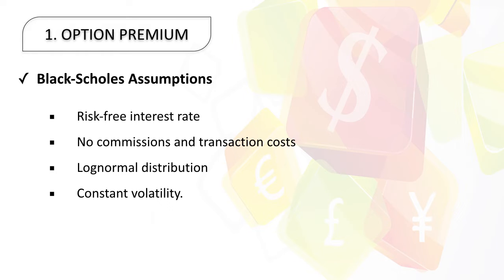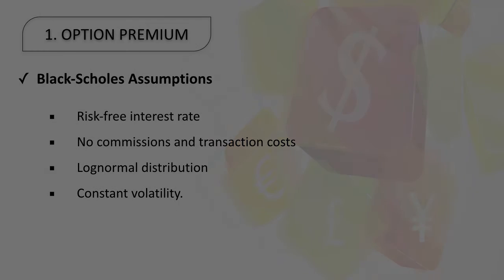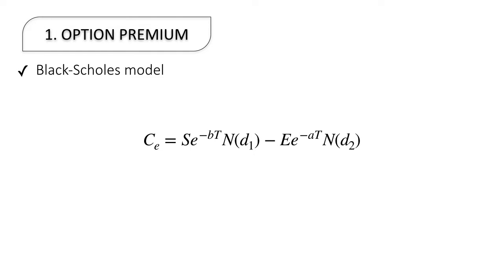The Black-Scholes model was constructed under the following assumptions. The interest rates of underlying currencies would not change during the contract term, and there is no differentiation between deposit and loan interest rates. No commissions and transaction costs. Prices follow a log-normal distribution. The volatility of the market is constant over time. Then, according to the Black-Scholes model, the options could be priced by the following equation.